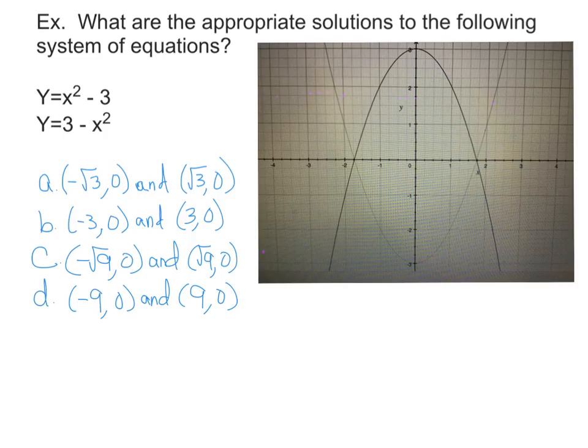All right, what are the appropriate solutions to the following systems of equations? Here they are: y = x² - 3 and y = 3 - x². Just for the record, you could graph it, but y = x² - 3 is this one. And then this one right here would be y = 3 - x².